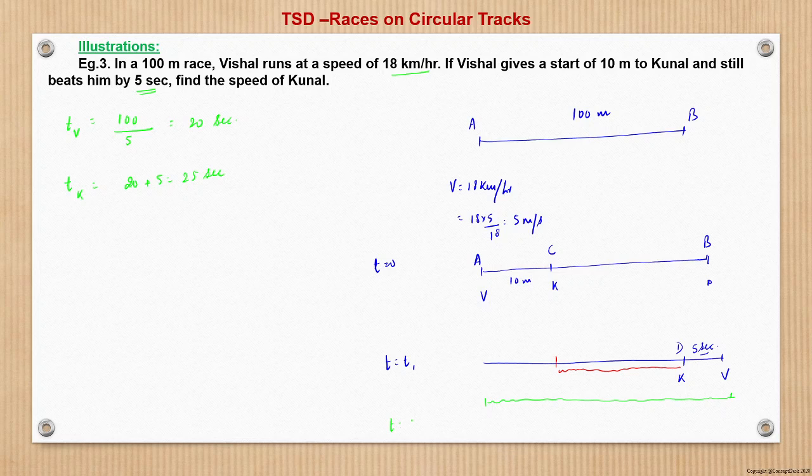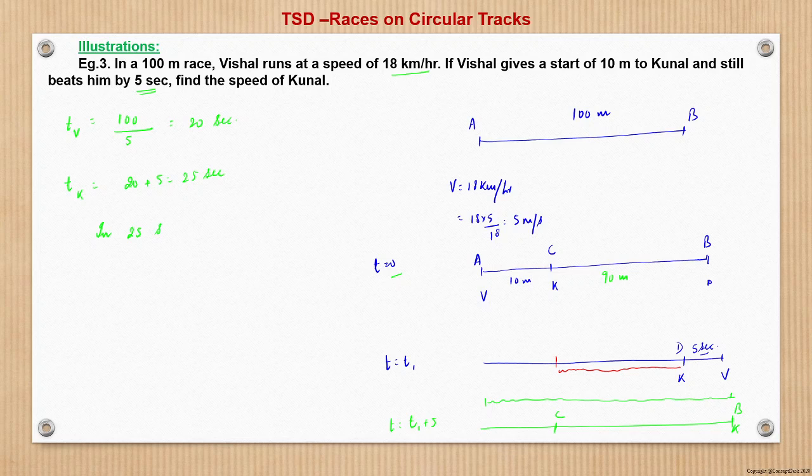Now at t is equal to t1 plus 5, what happens? Kunal also finishes the race. So Kunal reaches here. So basically from t is equal to 0 to t is equal to t1 plus 5, Kunal covers a distance from C to B. C to B is a distance which is nothing but 100 minus 10, which is 90 meters. So basically in 25 seconds, Kunal covers 90 meters.